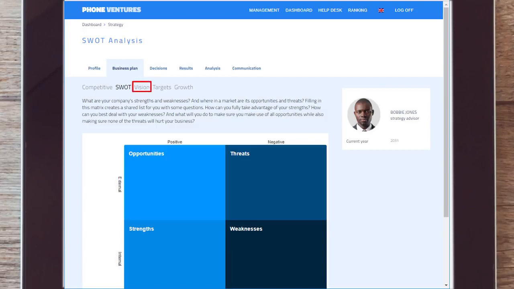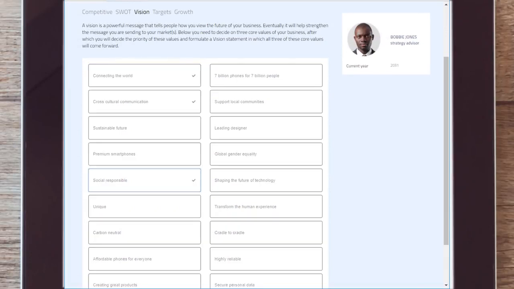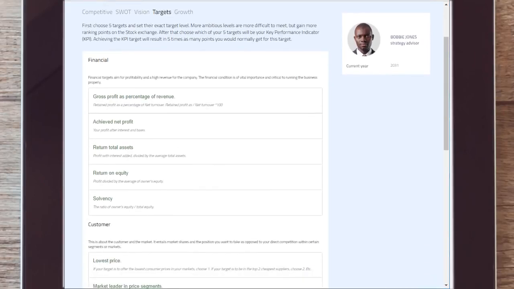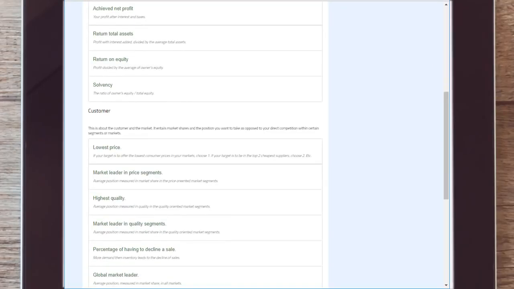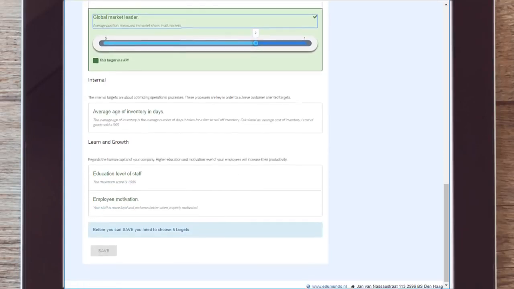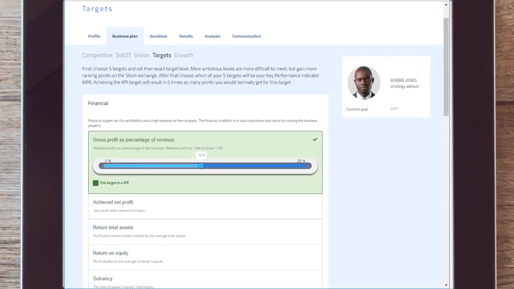Then, determine the right vision for your company by choosing 3 core values your company will live by. Next, you have to choose 5 targets for each round. Those targets can be chosen within 4 categories: financial, customer, internal, and learn and growth. Think carefully. The points you earn for the ranking will be determined by your ability to meet the targets you set for your company. The more ambitious goals you set, the higher the potential reward.